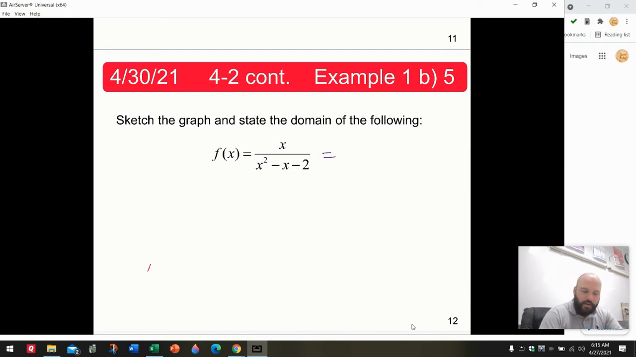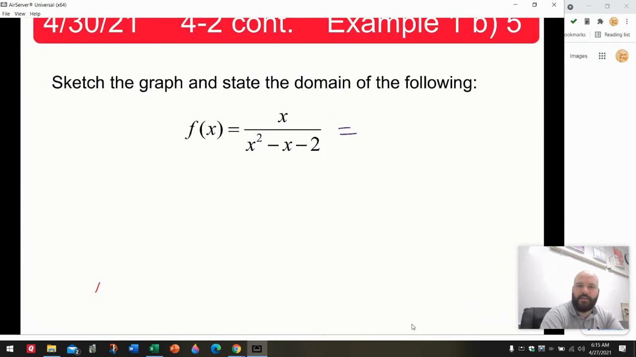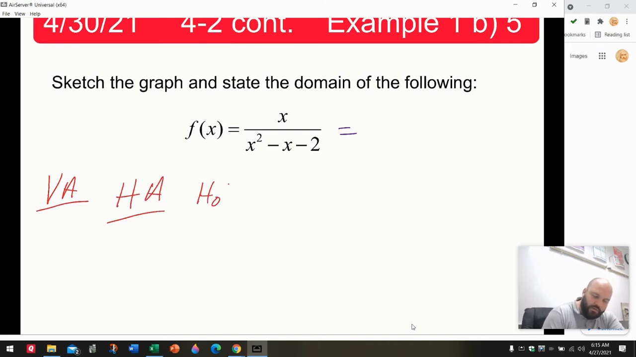So let's get started. You can see here I have this rational function f of x equals x squared minus x minus 2, and in order to graph that, we will start by finding the vertical asymptote, the horizontal asymptote, if there's any holes, and then also the domain of this function.